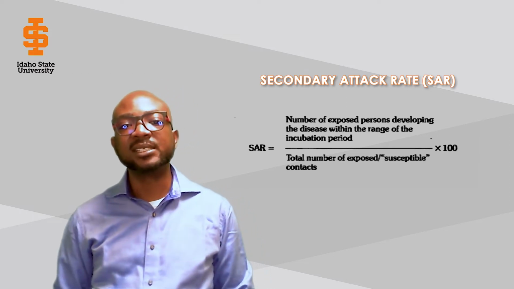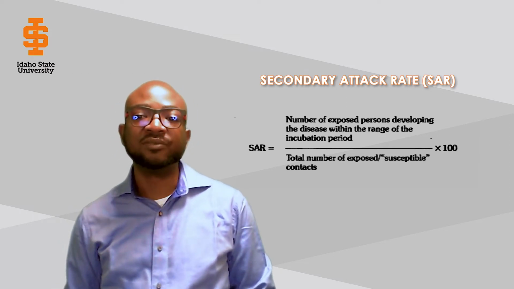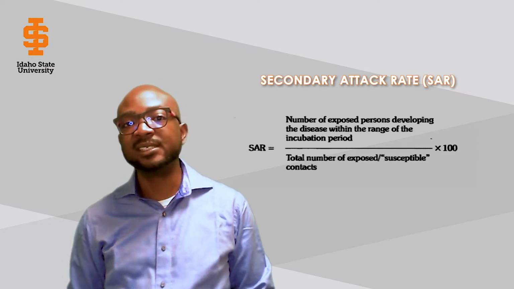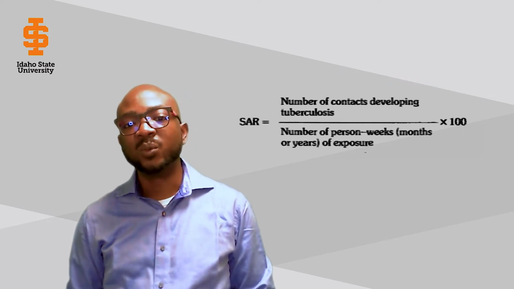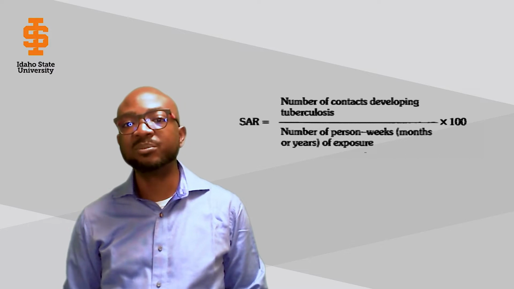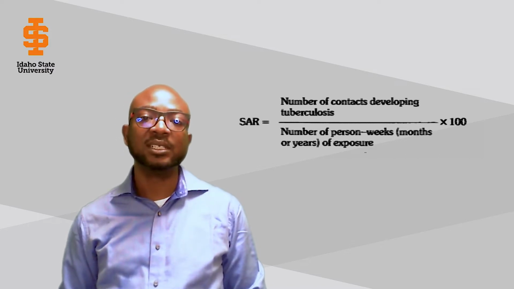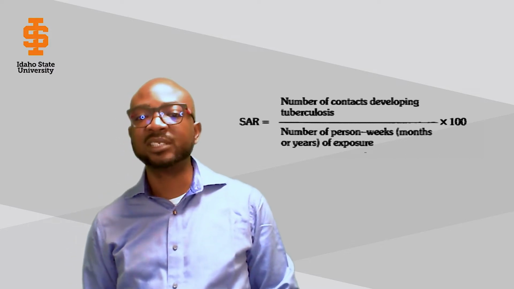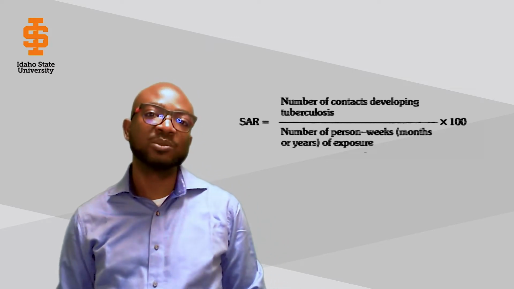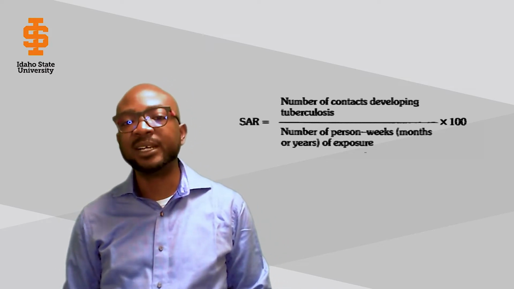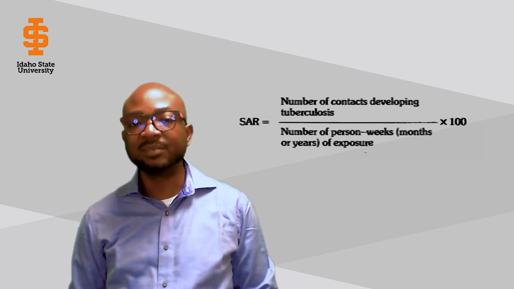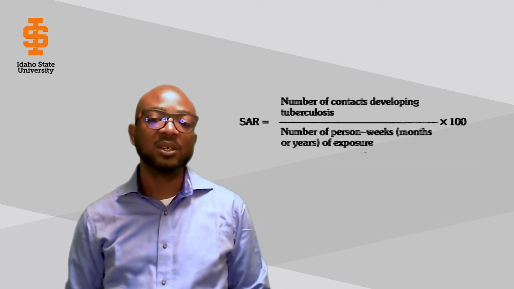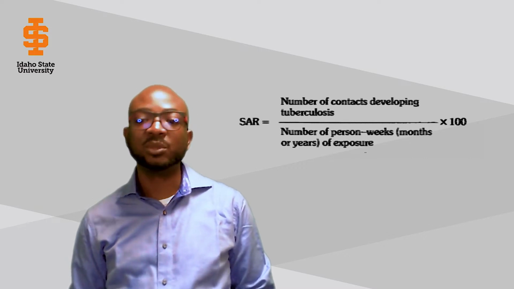Secondary attack rate is limited in its application to infectious diseases in which the primary case is effective for only a short period of time, measured in days, for example, measles and chickenpox. When the primary case is infective over a long period, as with tuberculosis, duration of exposure is an important factor in determining the extent of spread. It is indicated by the formula: number of contacts developing tuberculosis divided by number of person weeks or months or years of exposure, multiplied by 100.